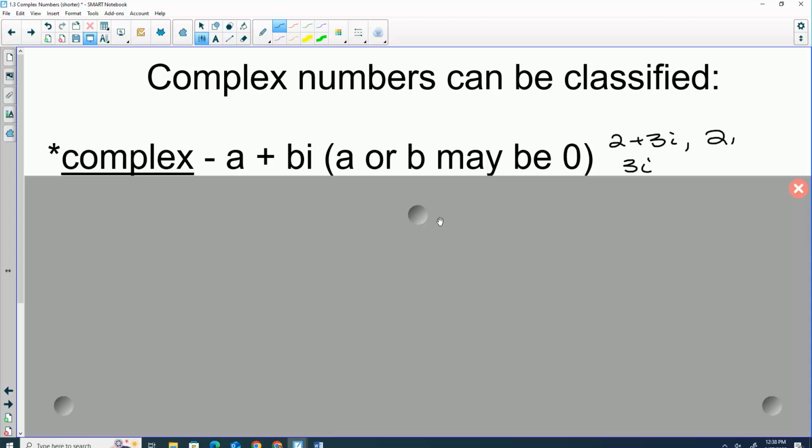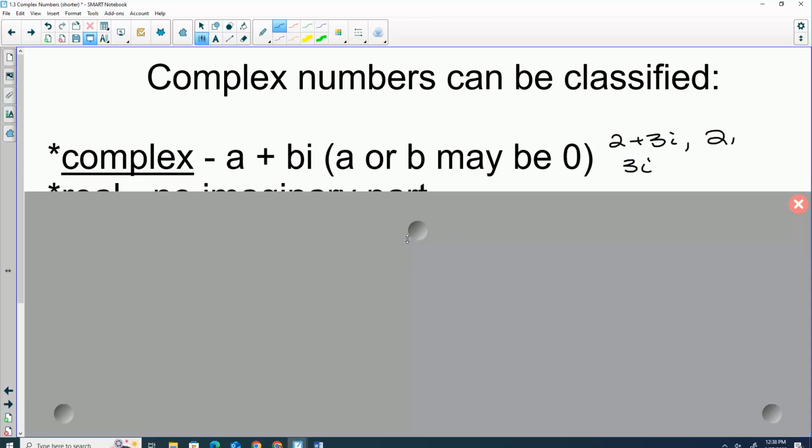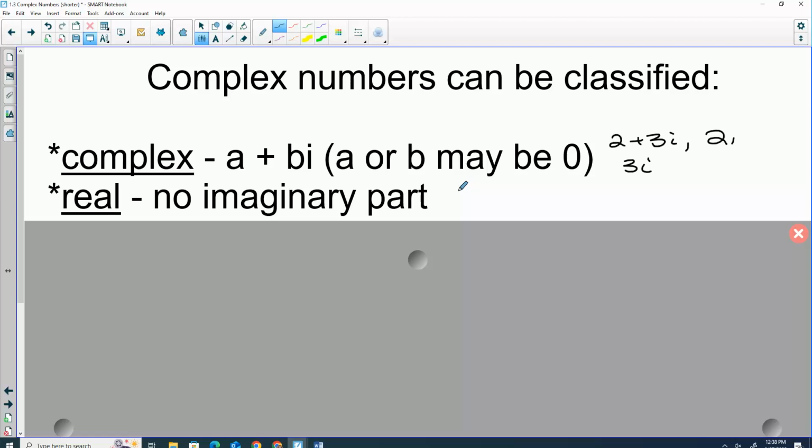Within those complex numbers, we have 3 different types. The real ones are the ones that don't have an imaginary part. So things like 2, -3/4, pi. Those would all be real numbers. They don't have an i with them. They are a complex number, but they are also real.